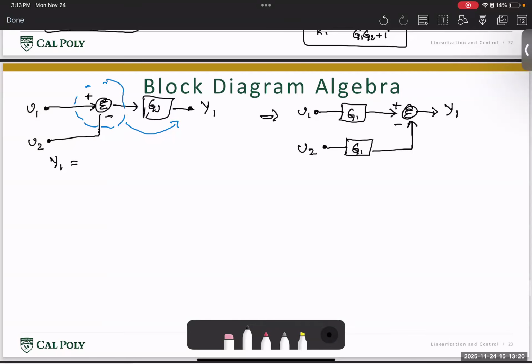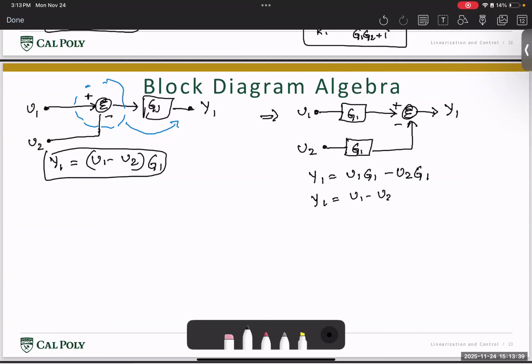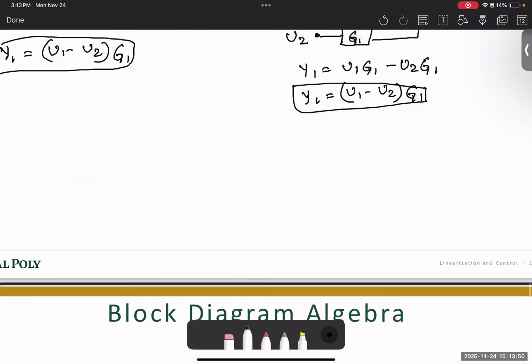In the first case, we have Y1 is nothing but (U1 minus U2) times G1. And here we have Y1 is U1 G1 minus U2 G1, or Y1 is (U1 minus U2) times G1. So these two are equivalent systems. All right. Awesome.